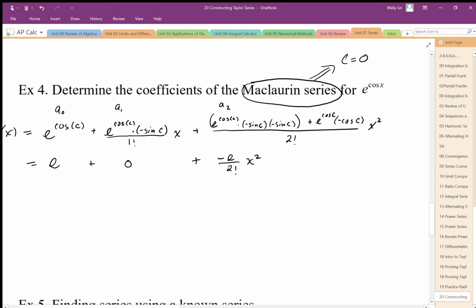We could do one more, but again, it looks like it's probably going to be an even function, so every second term is going to disappear. And so when we do the next derivative, it's going to be quite messy looking, but we can do it.